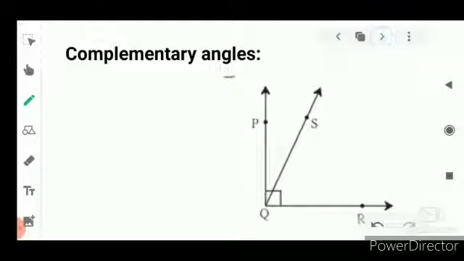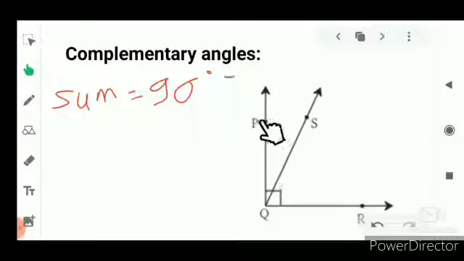Now let's see what are the complementary angles. If two angles are given to you and if the sum of the measures of the angles is 90 degree, then these two angles are said to be complementary angles. For example, here you can see that the measurement of angle PQS and the measurement of angle SQR is 90 degree because both of them are forming the right angle, 90 degree. So angle PQS and angle SQR are said to be complementary angles.